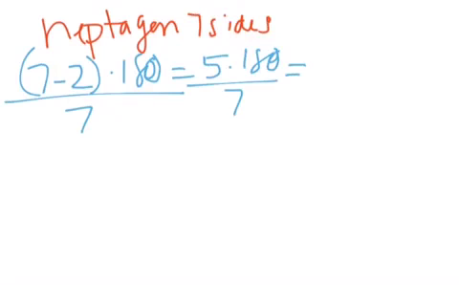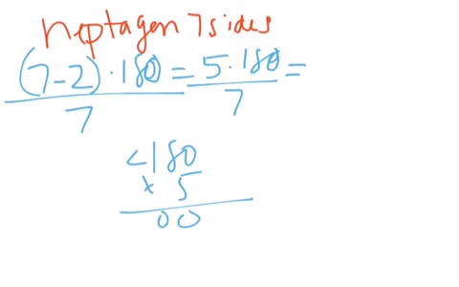So let's do that math. 180 times 5. 5 times 8 is 40, and 5 times 1 is 5, so that's going to be 900. I'm sorry for my slow math skills. So we have 900 divided by 7. Whoa, really? That's weird. So this is going to actually be a decimal.